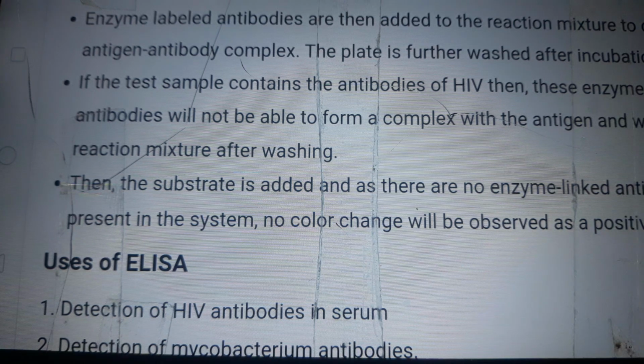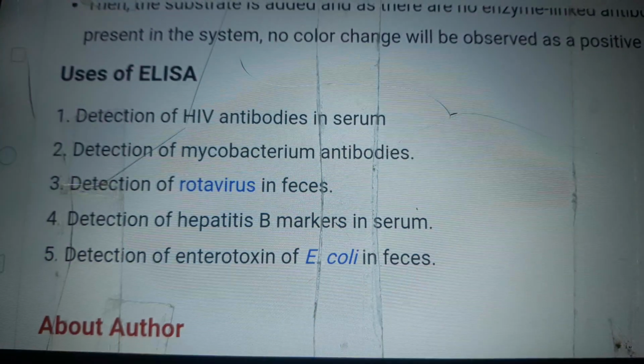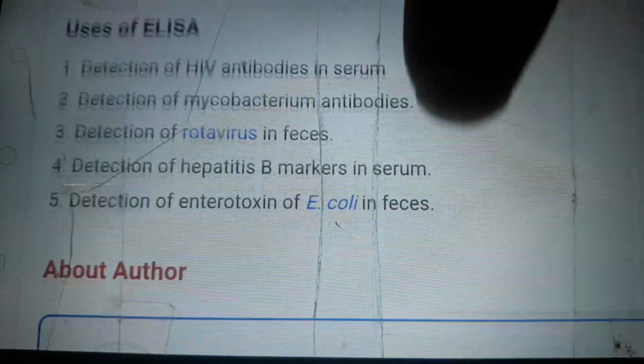Then the substrate is added, and as there are no enzyme-linked antibodies present in the system, no color change will be observed, which is a positive test. Uses of ELISA: detection of HIV antibodies in serum, detection of mycobacterial antibodies, detection of rotavirus in feces, detection of hepatitis B markers in serum, detection of enterotoxin of E. coli in feces.